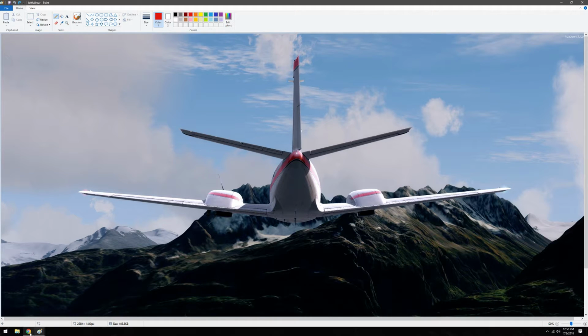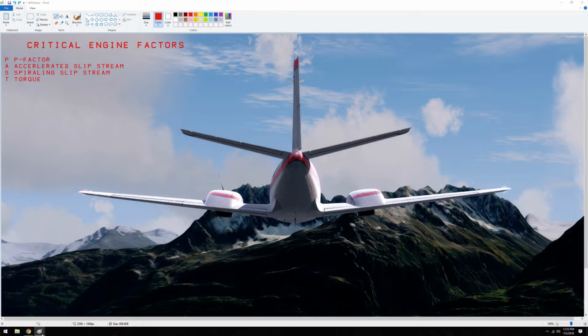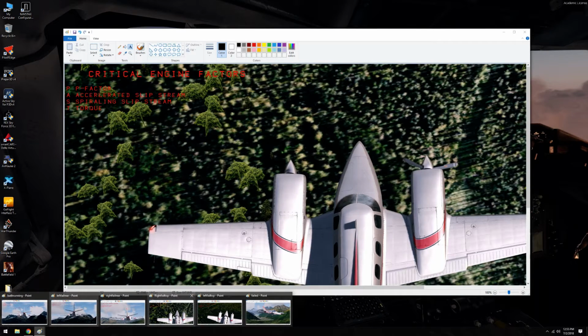Alright, the next thing we're going to be talking about is spiraling slipstream. This is one of my actual favorites to talk about.